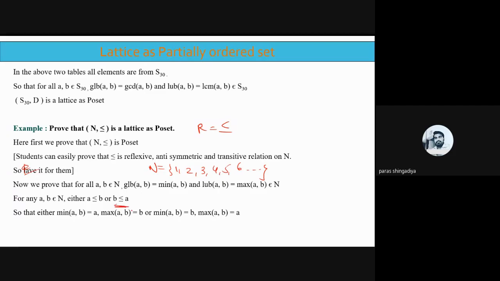And now for case 2, that is B less than or equal to A, okay? So what will be the minimum of AB? That is equal to B, clear? The minimum of AB is equal to B, and what will be the maximum of AB? That is equal to A, okay? In the case B less than or equal to A, B is the smaller value in comparison to A, so the minimum value will be B and the maximum value will be A.